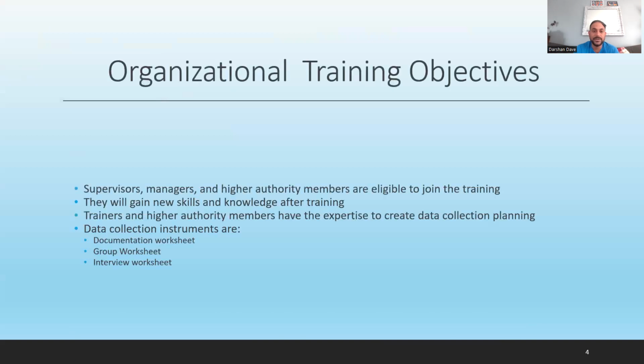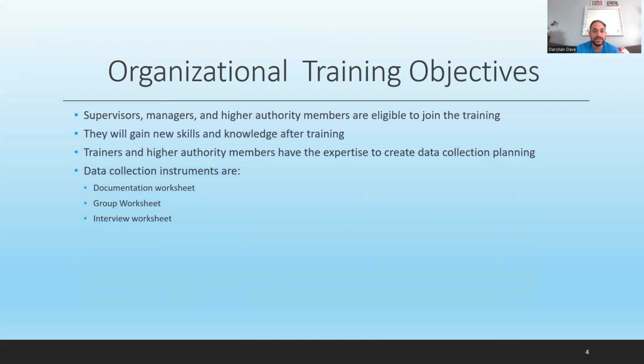Organizational training objectives. Supervisors, managers, and higher authority members are eligible to join this training with the trainee people. Whenever we are starting our organization, we also have to introduce our higher authority staff to our new hires. So we are also involving our higher authority people so they can meet and greet them. They will gain new skills and knowledge after the training, because every time it's not possible to get the training. So whenever they are providing the training, everybody is covered under that training.